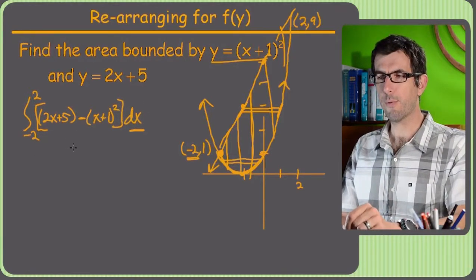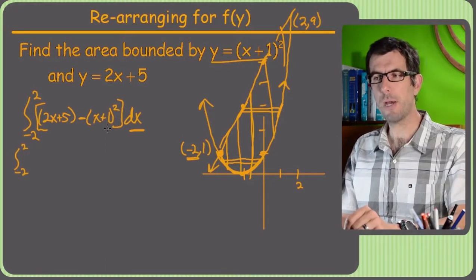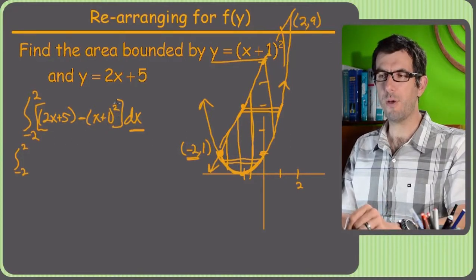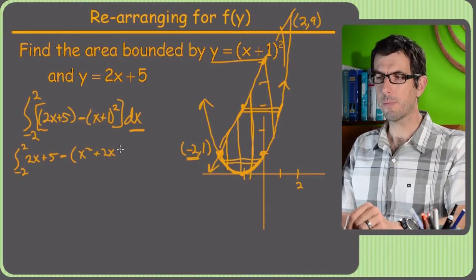All right, so at this point we're good to go. It's just going to be some algebra between here and there, because I could technically integrate this right now using the power rule and stuff, but it's easier if you just FOIL this out and simplify. So 2x plus 5 minus x plus 1 squared is x squared plus 2x plus 1.